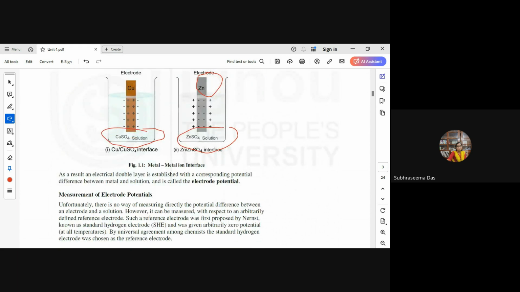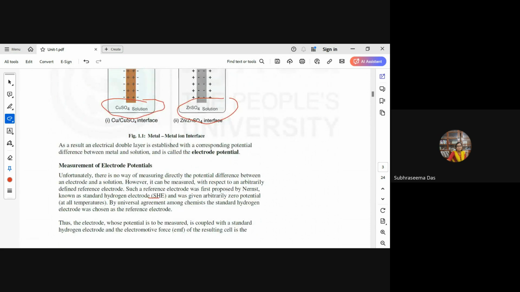Now, once an electrode potential is developed, we need to measure it. However, unfortunately, till date we do not have a method for directly estimating the potential difference between the electrode and the solution. So we measure it indirectly with respect to a standard electrode. A standard electrode was first proposed by the great scientist Nernst, who named it the standard hydrogen electrode, usually represented as SHE.